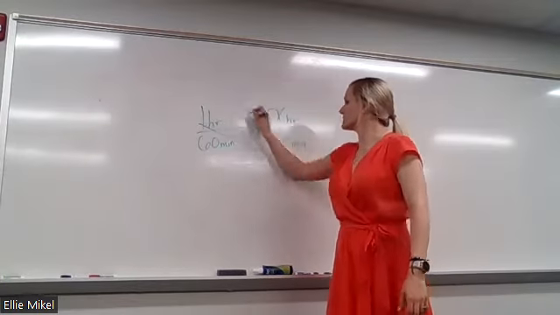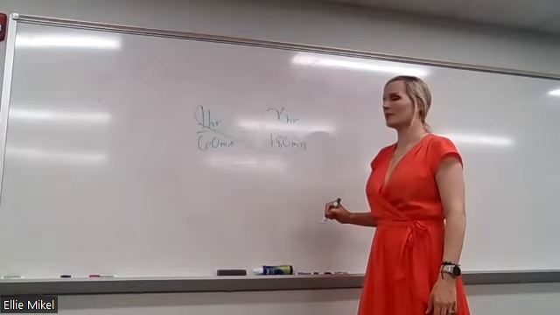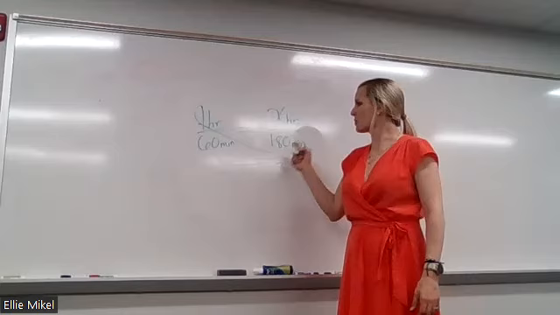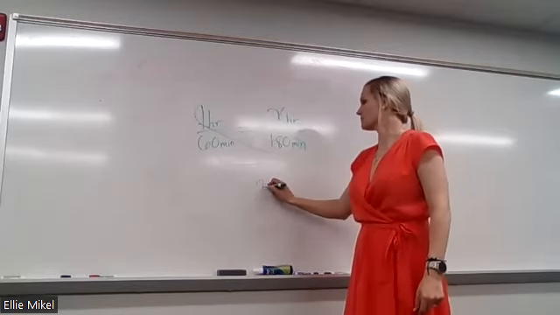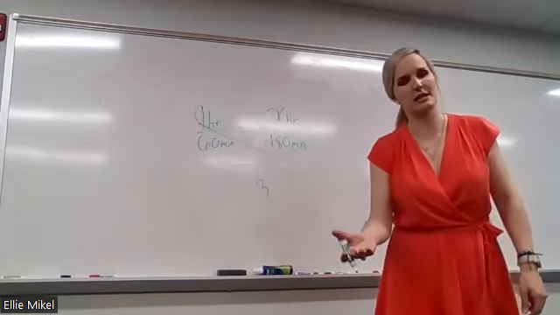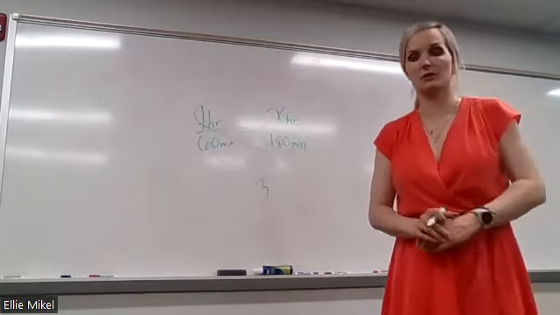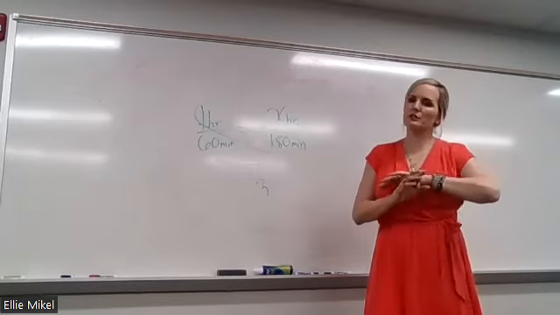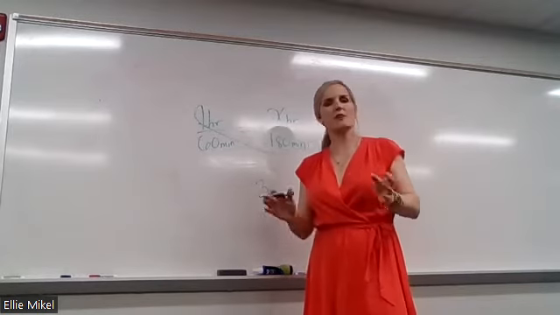Cross multiply. 1 times 180 is 180. And then divide by the last number. 180 divided by 60 gives me 3. So 180 minutes means 3 hours. This works for any unknown, any type of unknown.